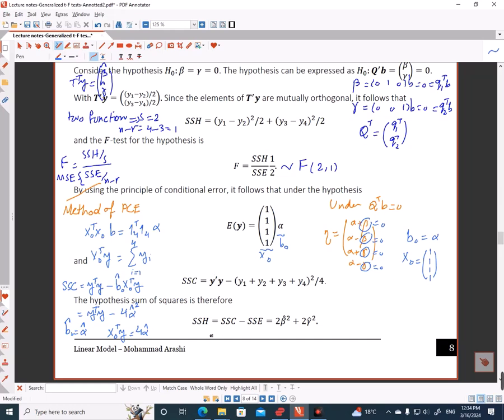And in this case, I can write SSH in this way. So I have SSE restricted, it is y prime y minus 4 alpha hat squared, minus the original SSE. We have it from above, y prime y minus 4 alpha hat squared minus 2 beta hat squared minus 2 gamma hat squared. Here it simplifies, this one also simplifies, and this minus, if I compute it, I will get the same solution. So it will give the same answer as when we considered the common methods, but it was much simpler.